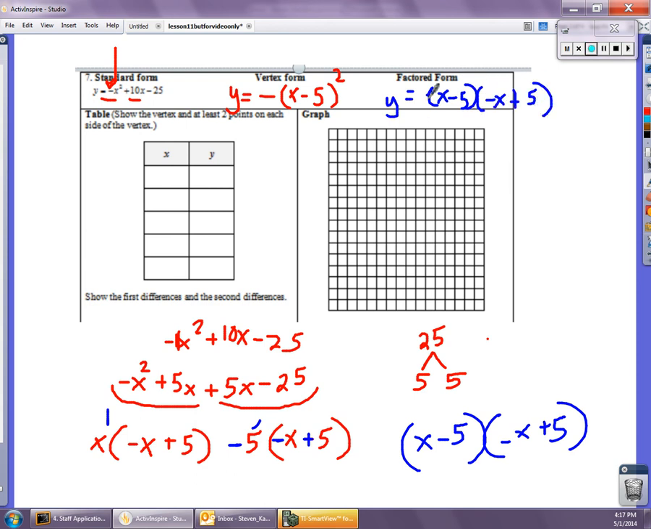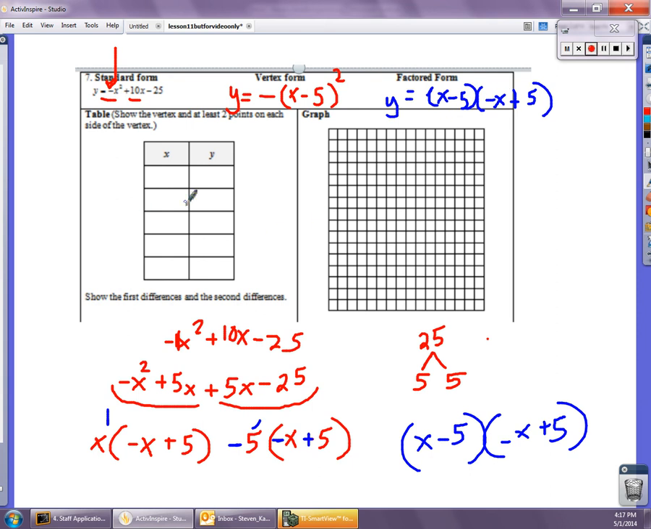Now remember, we said that you just have to be careful, because in factored form, you really don't know the dilation necessarily. It's not always going to be a number right in front of the parentheses. And here, even though you had a negative 1, you don't see that in either of these.